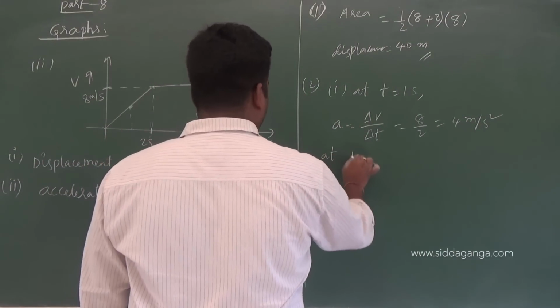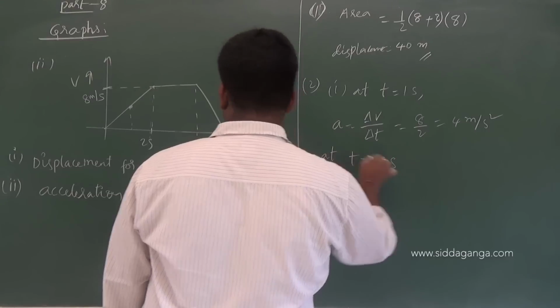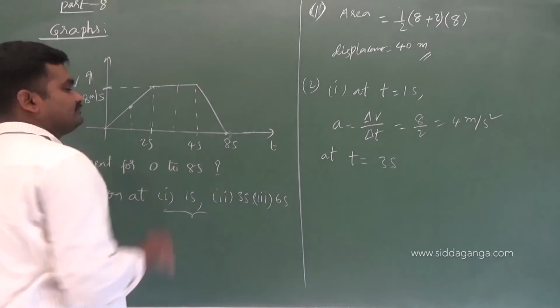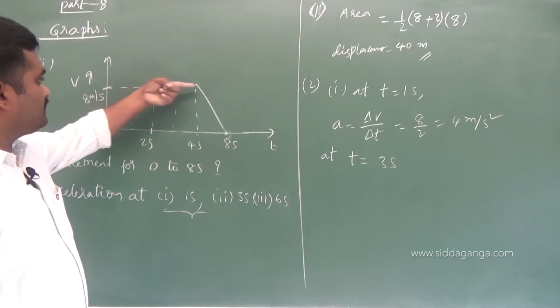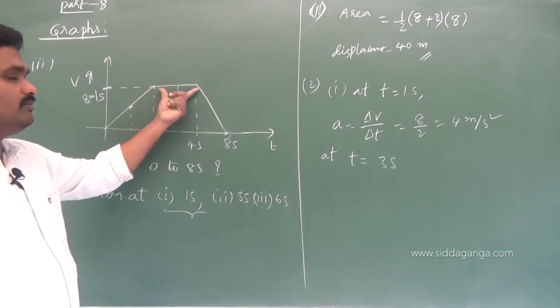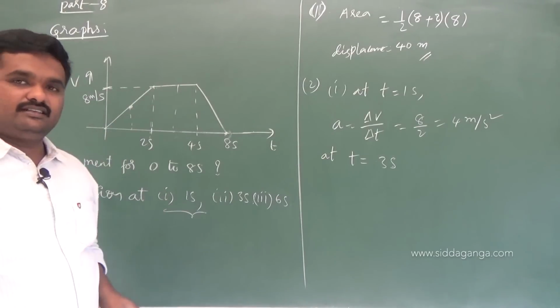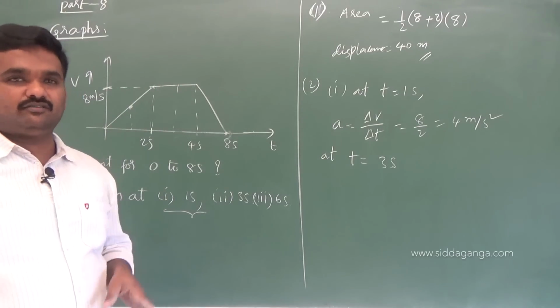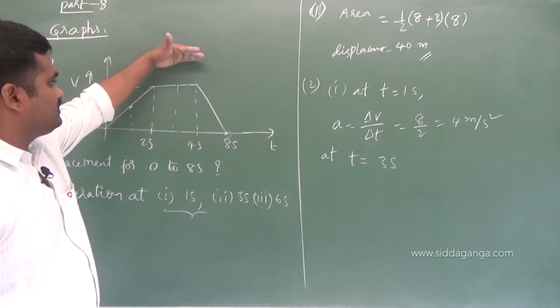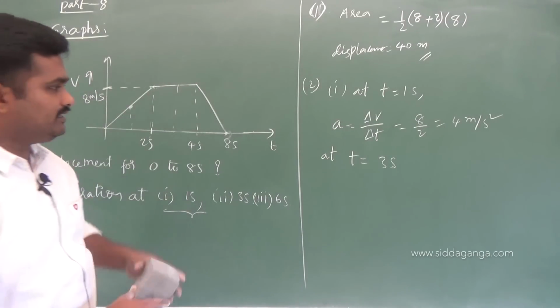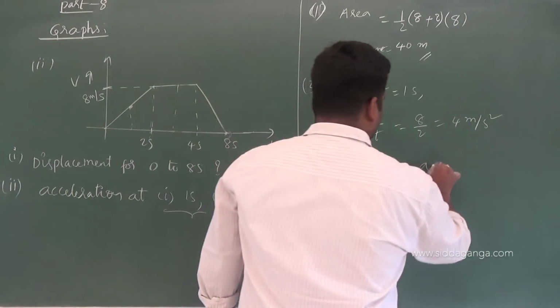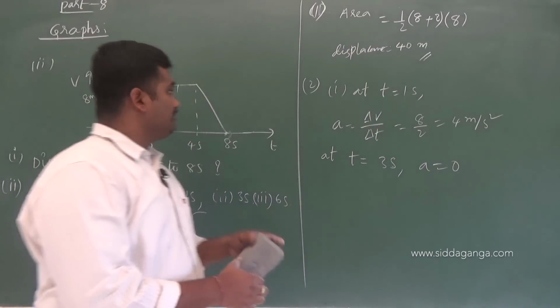Next, at t equals 3 seconds they are asking. 3 seconds means this one only, no? See, during this time, how much is the velocity? Constant. In case of uniform velocity, acceleration is how much? 0. Why? There is no change in the y direction. Delta v is 0 here. So at t equals 3 seconds, a equals 0. Why? Delta v value is 0.